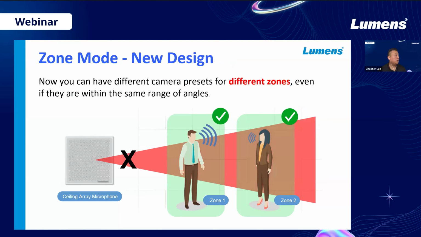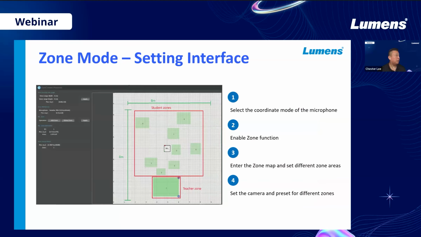So when we set up the new zone mode design, we'll show it a little bit more in depth. We can actually center on the individual from above versus having it just coming via the azimuth angle. We'll show that off here.